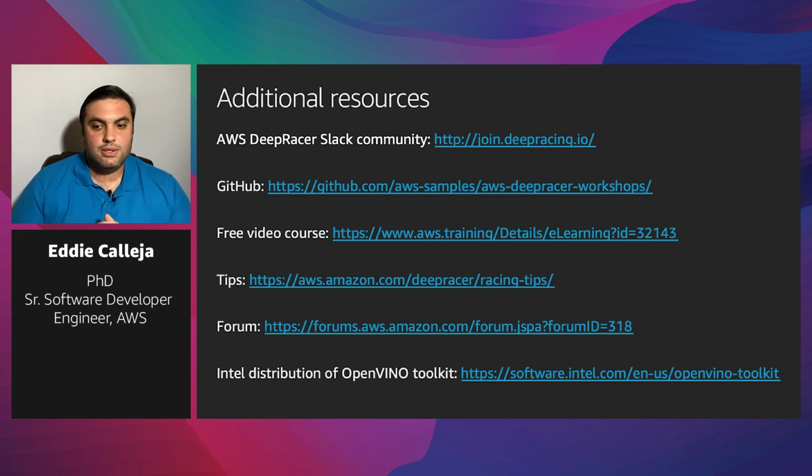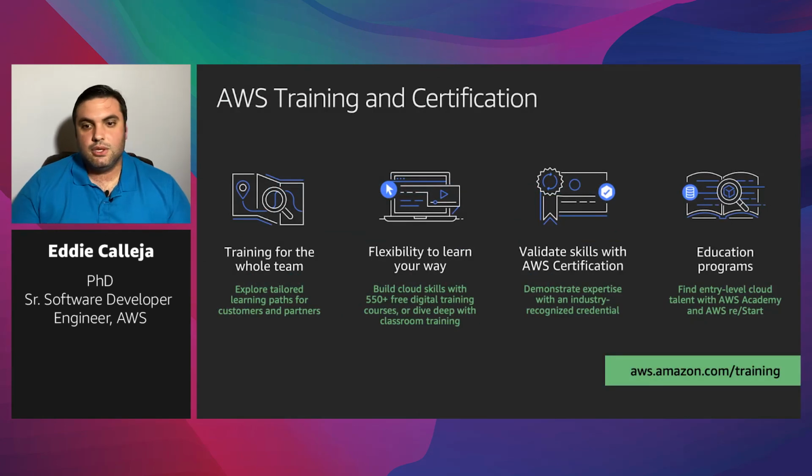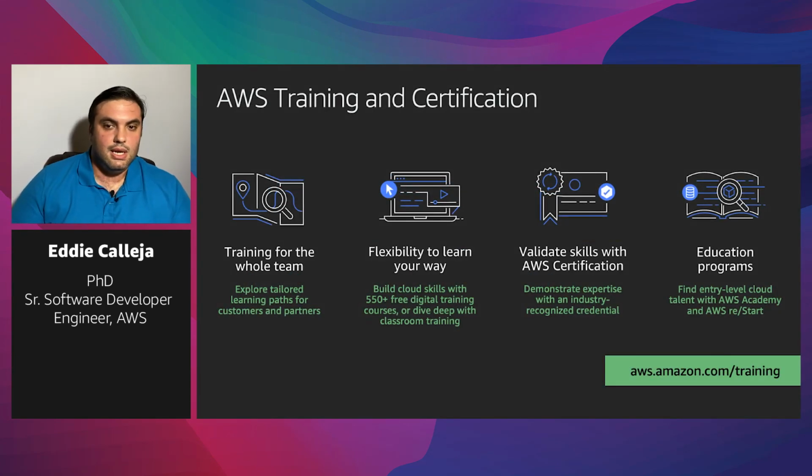We have a free course, of course, at the link here on the screen. We have tips. We have the forums. And if you're interested more in Intel OpenVINO, here's a link down here where you can learn more about that and how you can do fast inference. There's also AWS training as well, and I'll put the link right here so you can get more into machine learning that way.